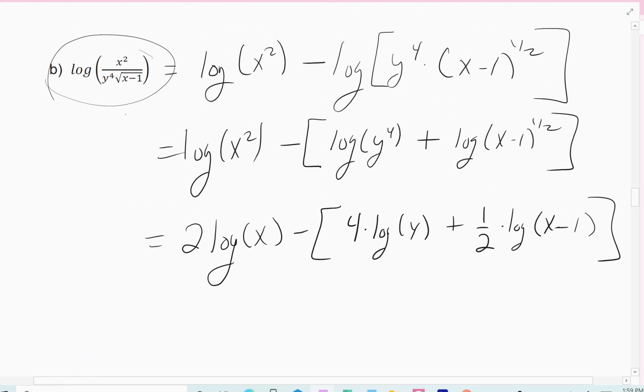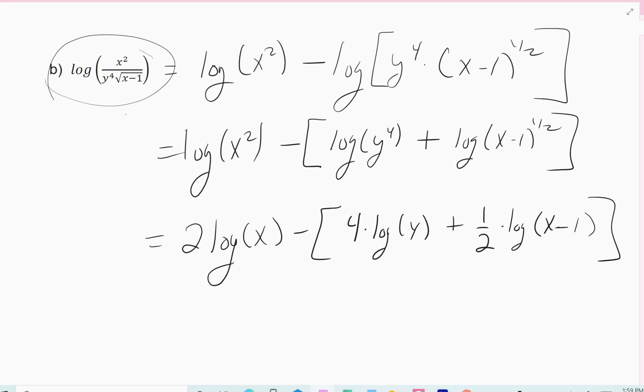That expression, 2 log of x minus, brackets, 4 log of y plus 1/2 log of x minus 1, is where it's completely expanded. I can't do anything more. I've got no products, no quotients, no powers, and no roots.